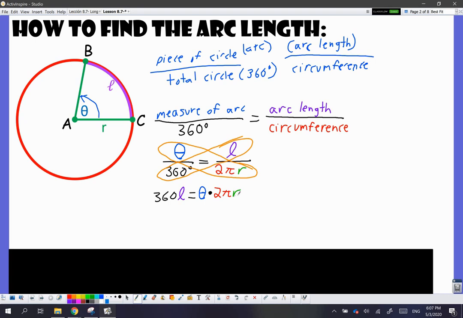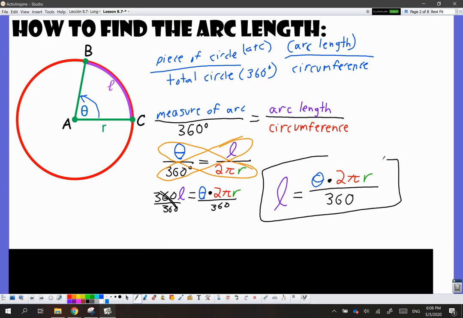That means that on both sides, since I'm multiplying by 360 over here, I'm going to divide both sides by 360 to cancel that out from the left hand side. And so what I end up with is L equals theta times 2 pi r over 360. Now that's a generalized formula that I can use to find the arc length.